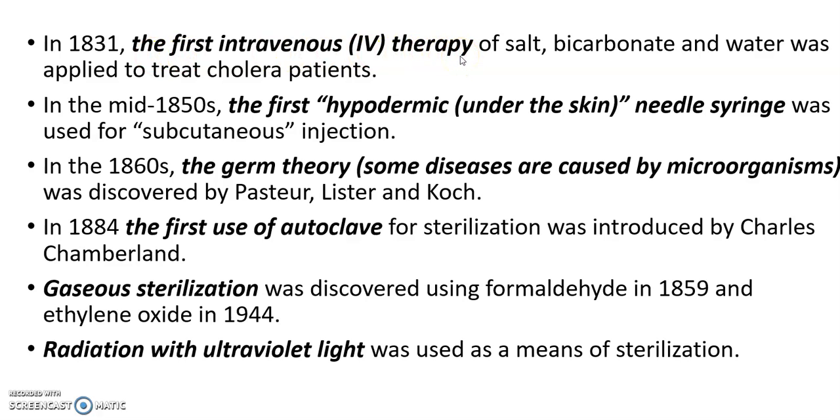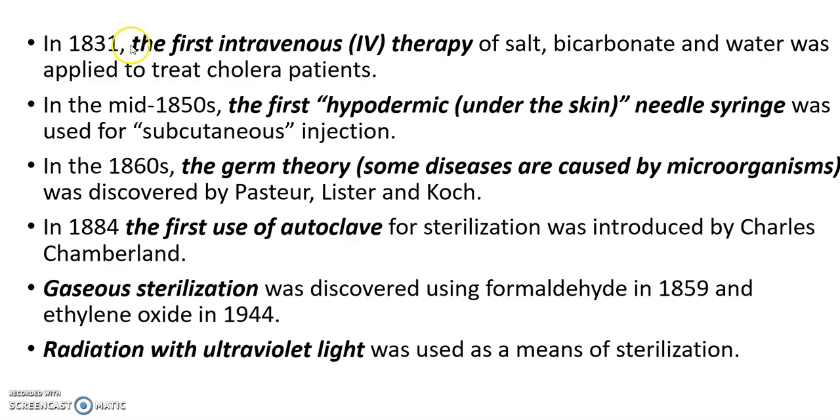So that's 1796, and then in 1831, the first intravenous therapy: giving saline injection through the blood vessel. They developed a saline solution, a sodium bicarbonate mixture, and that mixture of water was given to a cholera patient, because cholera patients normally have severe diarrhea, so they lose a lot of water from their body. That's how they die. So intravenous IV treatment was studied in 1831.